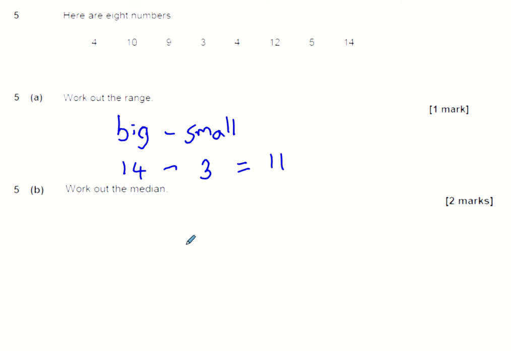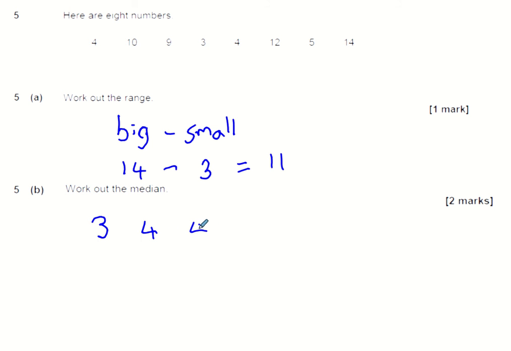Part B, work out the median. The median of a list of numbers is the middle number. But in order for us to find the middle number, the first step is to make sure our list of numbers is in ascending order. So we're placing the numbers in order, smallest first. We have a 3. We then have 2 4s.